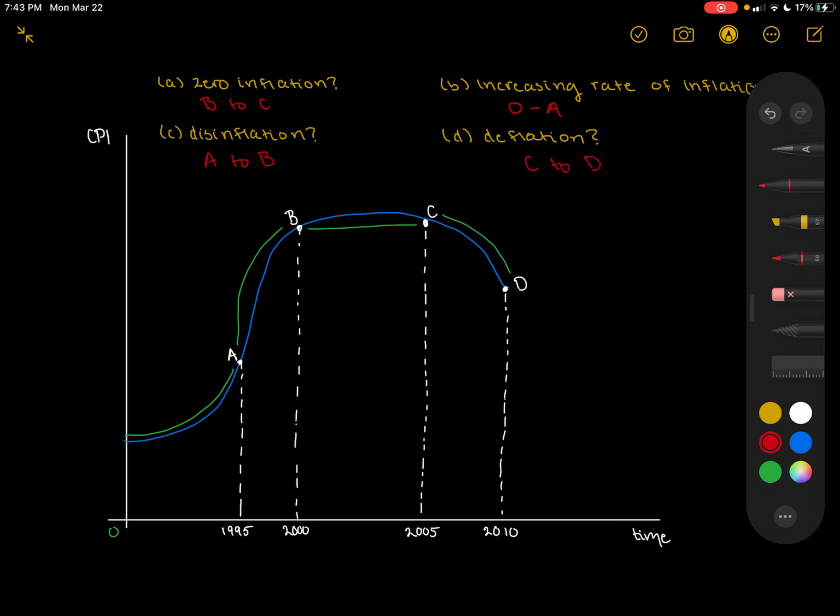So as you can see, to determine inflation based upon the graph of the CPI, you really just need to look at the slopes of each of these time periods, and that'll give you a good idea of what our rate of inflation is.